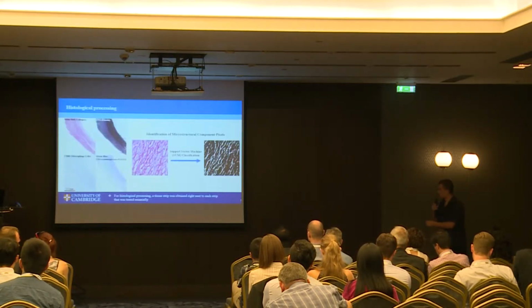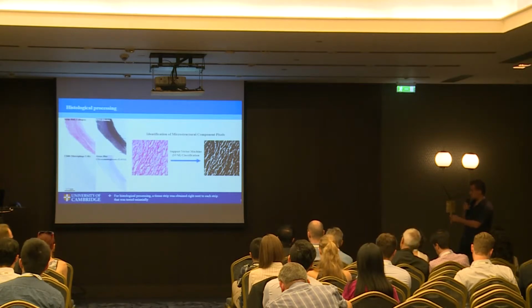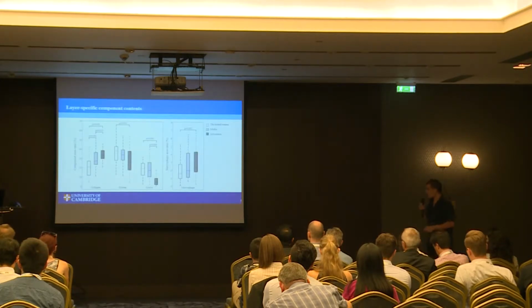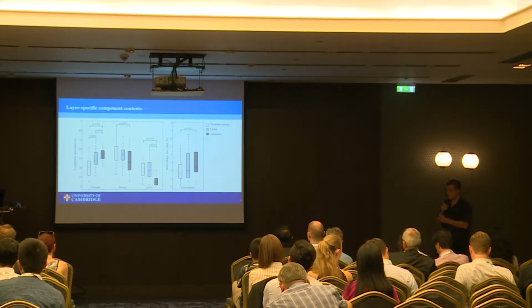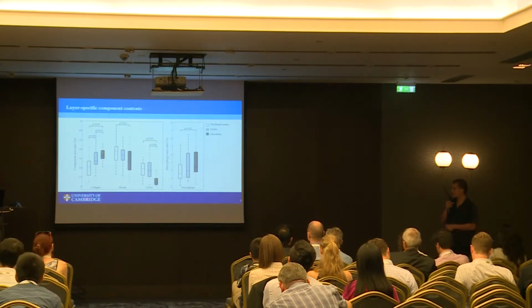One more piece of information is that we obtained these tissue strips right next to the tested tissue strips, so we were able to assume that the microstructure of these strips was identical to the ones that were tested. The first set of results that we obtained from histological processing was the layer-specific component content, so how much of each microstructural component existed in each of the arterial layers.